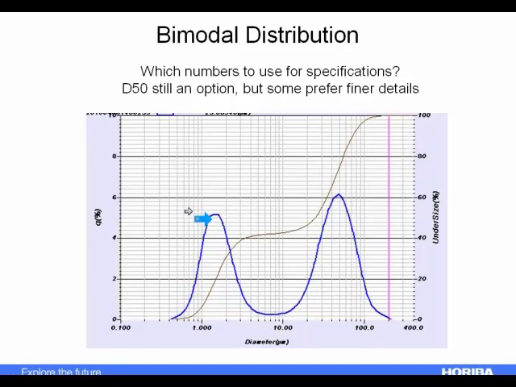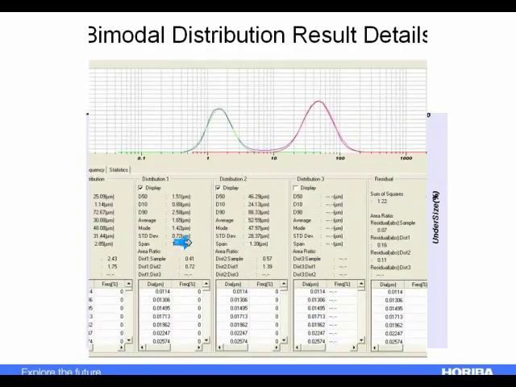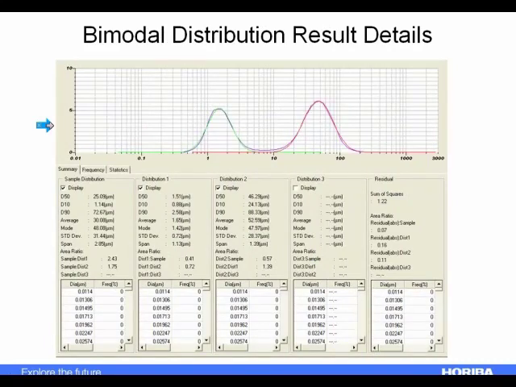Maybe it's the modes of the two distributions. Maybe it's the percentage in each peak here. And what can we do in this situation? Well, actually, in our software for our LA950 diffraction analyzer, we have a fairly sophisticated bimodal distribution result algorithm where we can show the statistics for the overall distribution or for three separate peaks.